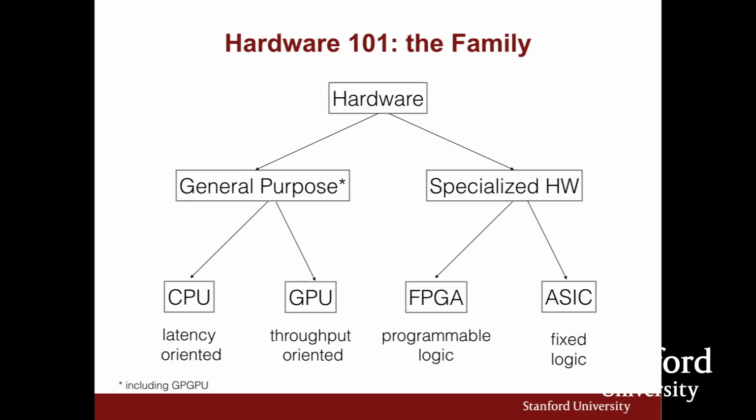ASIC stands for application-specific integrated circuit. It has a fixed logic, just designed for a certain application, for example, deep learning. And Google's TPU is a kind of ASIC. And the neural networks we train on the NVIDIA GPUs is here.